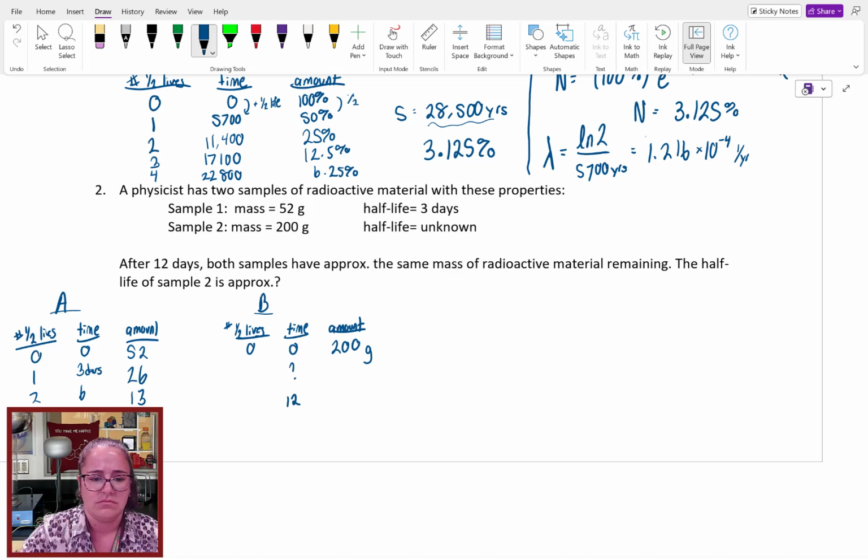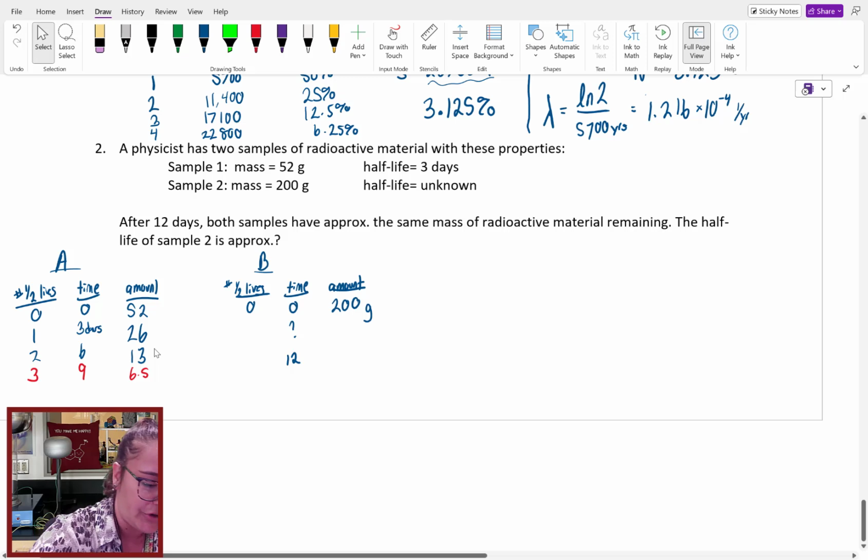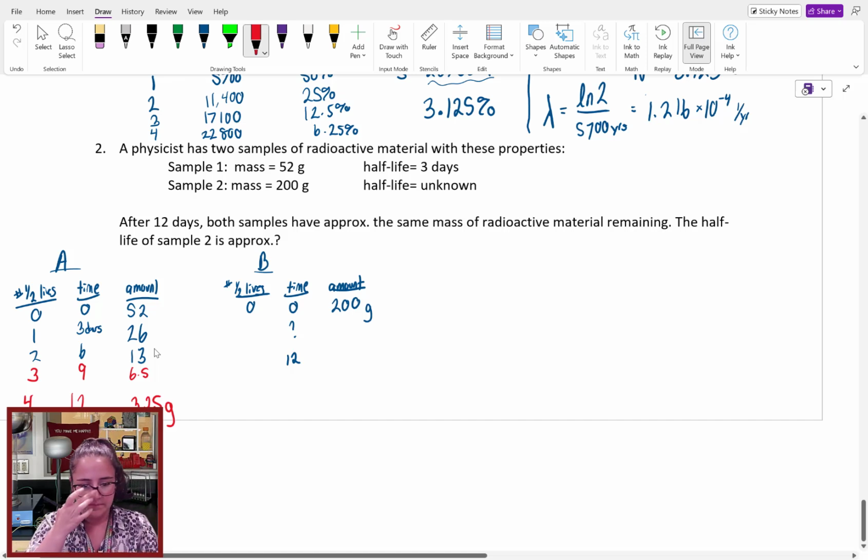So let's see for sample A. I'll change color so you can see the difference here. Where is it after 12 days? Well, 3 half-lives would be 9 days. It would be down to 13 divided by 2, which is 6.5. After 4 half-lives, that would be 12 days, we'd be at 3.25 grams. So that tells us that after 12 days, this one is also at 3.25 grams.